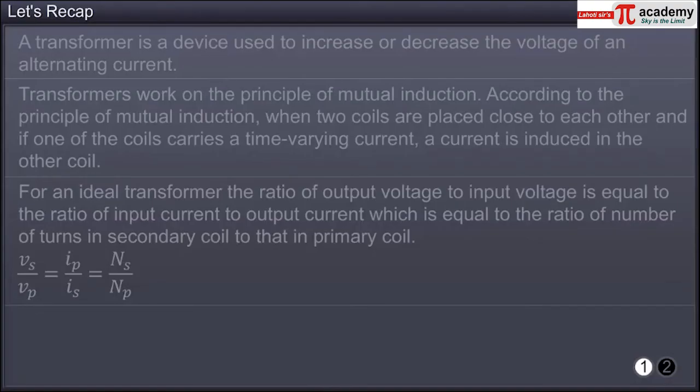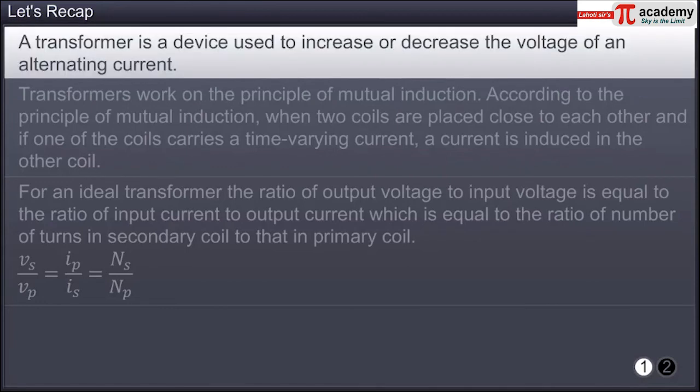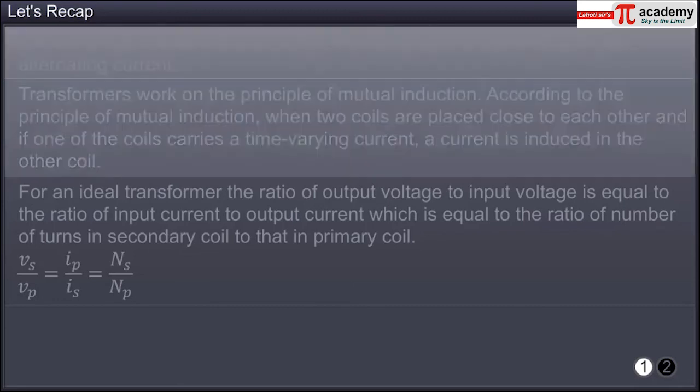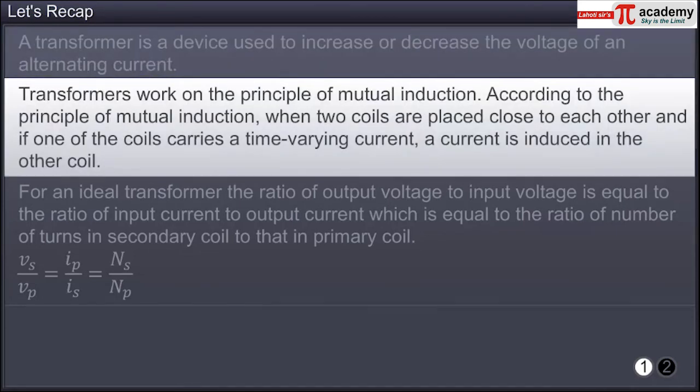You have now reached the end of this module. In this module, you have learned that a transformer is a device used to increase or decrease the voltage of an alternating current. Transformers work on the principle of mutual induction. According to the principle of mutual induction, when two coils are placed close to each other and if one of the coils carries a time-varying current, a current is induced in the other coil.